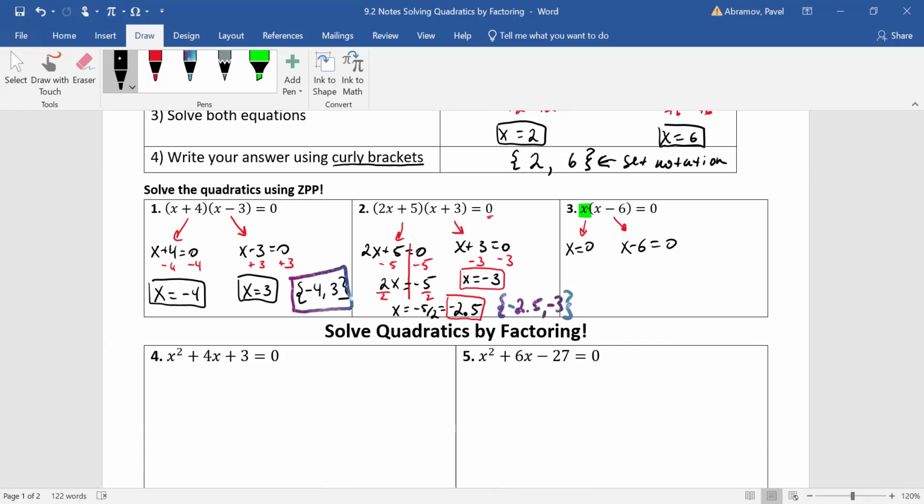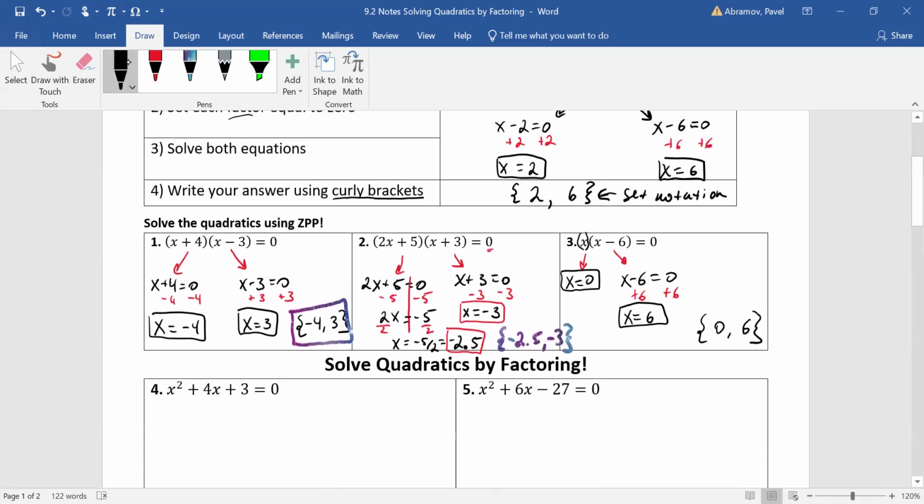If it's easier for you, you can think of this x as being in parentheses, so we can put parentheses around this x, and that way you see that you can set both parentheses equal to 0. So this one where it said x equals 0, that's already solved for us. There is nothing for us to do. X minus 6 equals 0, we do need to solve this equation, so we have to add 6 to both sides. We'll get x equals positive 6, and then we'll write down our answer in set notation, like this.